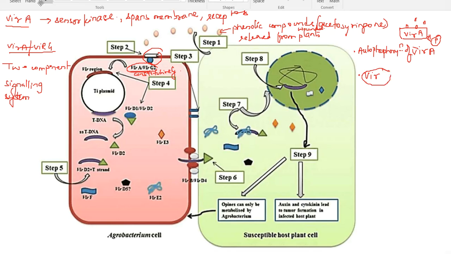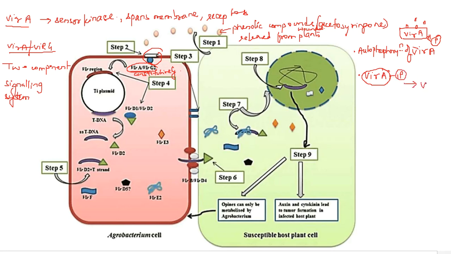Just a moment. With A. The phosphate group is transferred to where? To vir-G. Understood?